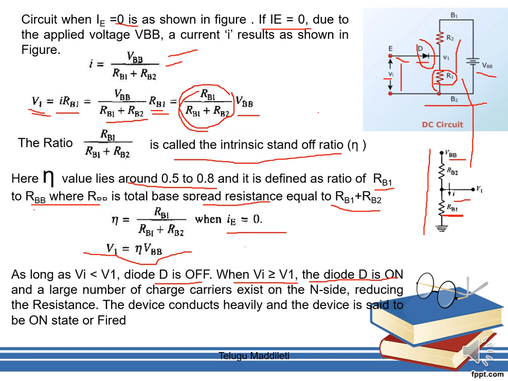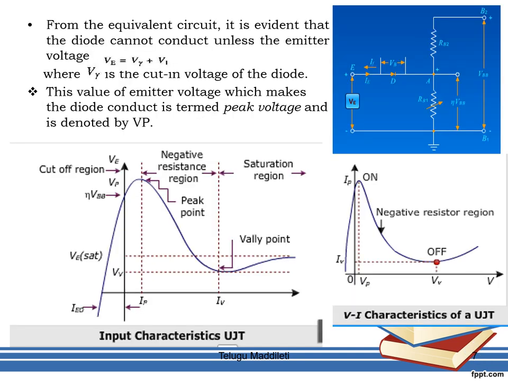And when diode D is on, then what happens? Diode D gets forward biased. Forward biased means it is a p-n junction, no? So a large number of charge carriers from the P side will be transferred to the N side. When a large number of charge carriers enter the N side region, the resistance between emitter and base B1 decreases. So the device conducts heavily, and the device is said to be in the on state, or the device is said to be fired.